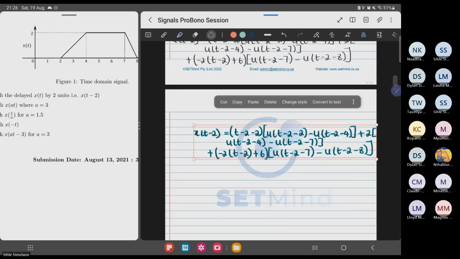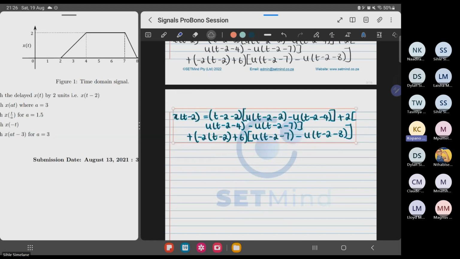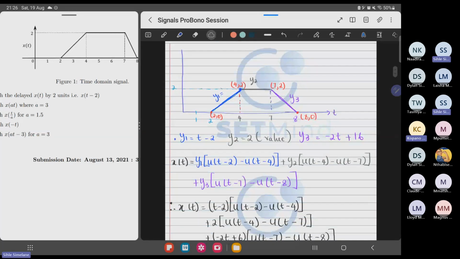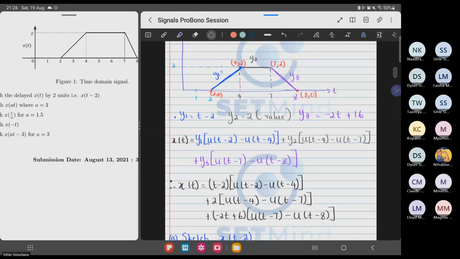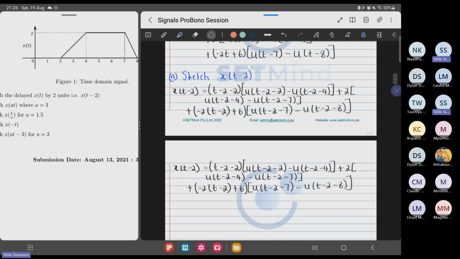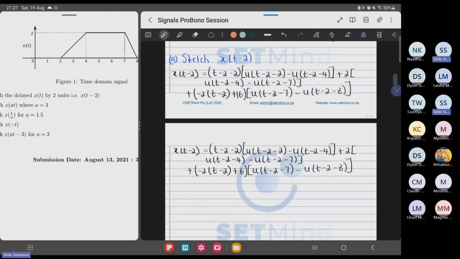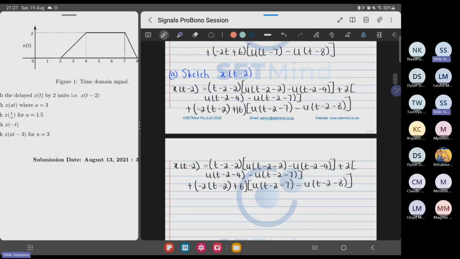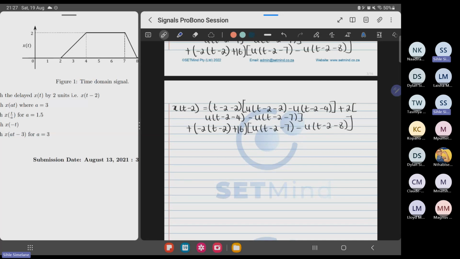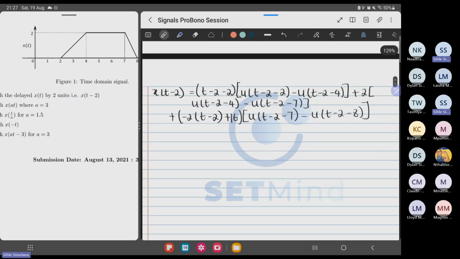Can I see your Y3 there? The Y3 equation, right? Yes, it's plus 16. It's plus 16, but you wrote plus 6 there. Can you see? Okay, let me quickly scroll up. How did we find 16 plus 6 plus 6? There's a 1 here, and we need to put a 1 here. So thank you. So let's quickly try to organize this expression, and then we go into the plotting.